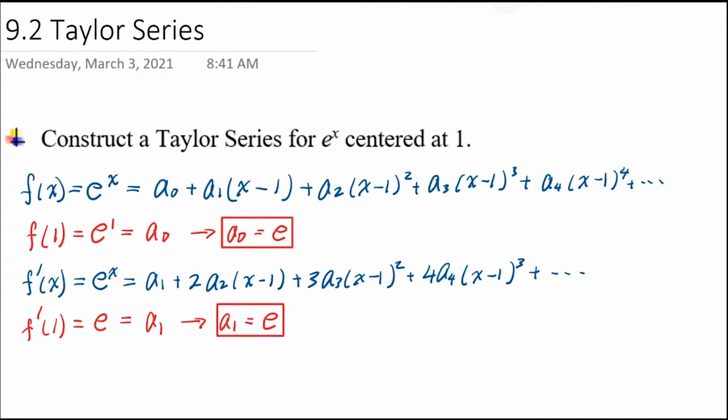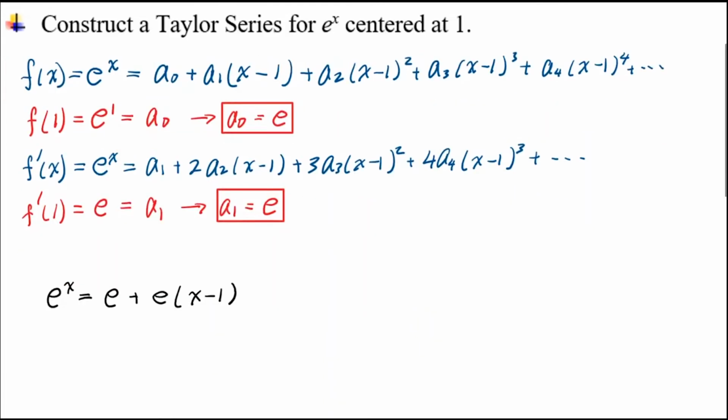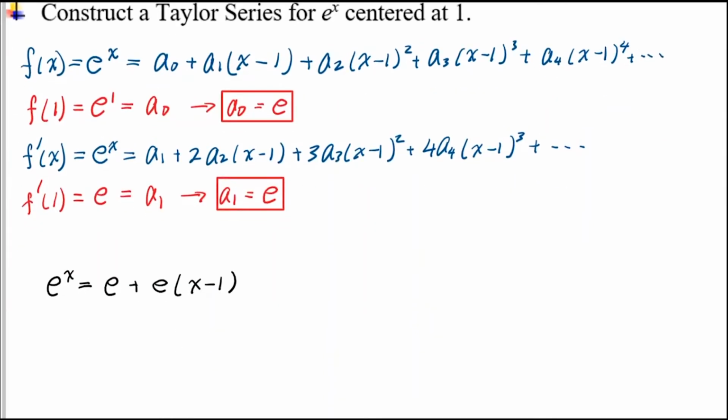And let's keep track of what's going on. I like to write down what e to the x is. I'm going to write it down here. So e to the x at the moment is e, first term, plus e, second term, times (x minus 1). So far so good? Okay, now push this thing down.